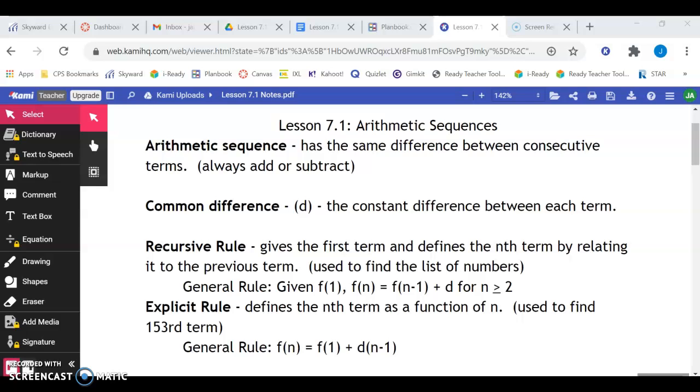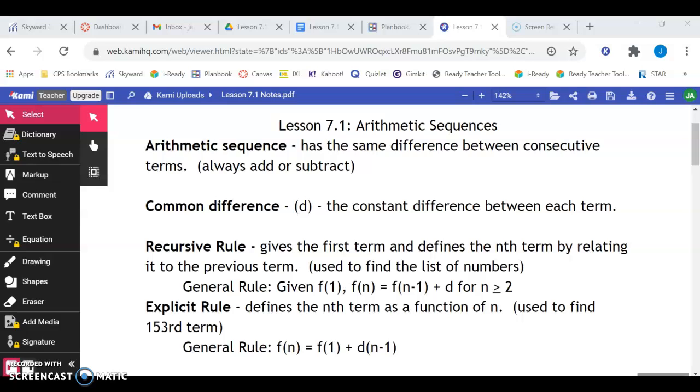So just a refresher, an arithmetic sequence has the same difference between consecutive terms. So you're always adding or subtracting to get to the next term. So we have what's called a common difference, and that is indicated by the letter D in the rules that you will see and write. The constant difference between each term. So what are we adding? What are we subtracting? If you're subtracting, you're going to have a negative number plugged in there, and if you're adding, it'll be a positive.